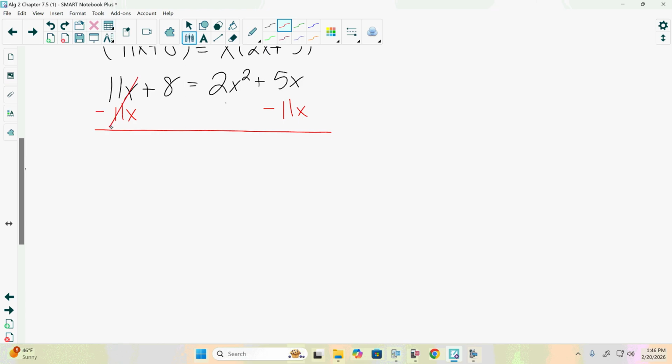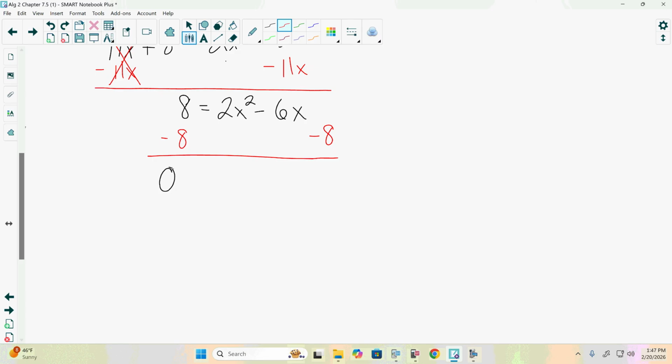We can minus 11x from both sides, because 11x minus 11x is 0, leaving us with 8 is equal to 2x squared, and our 5x minus 11x is negative 6x. Well, still not equal to 0. Subtract 8 from both sides. 0 is equal to 2x squared minus 6x minus 8. Questions on how we got here?